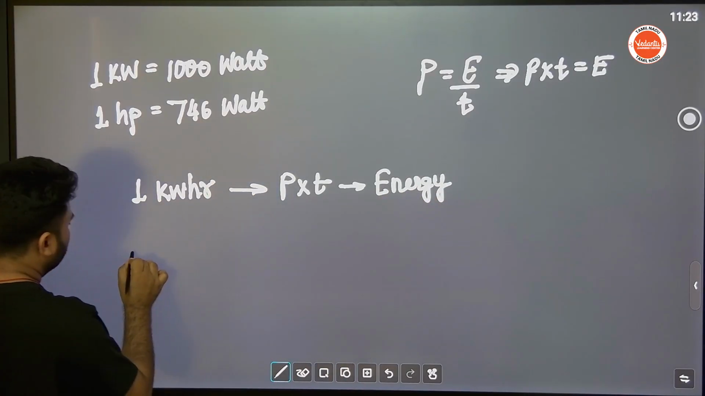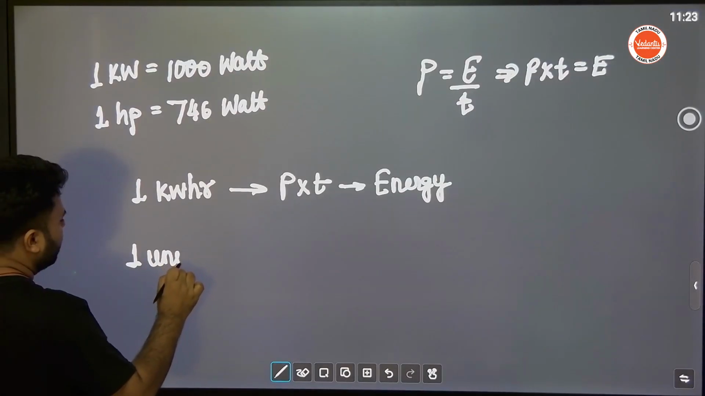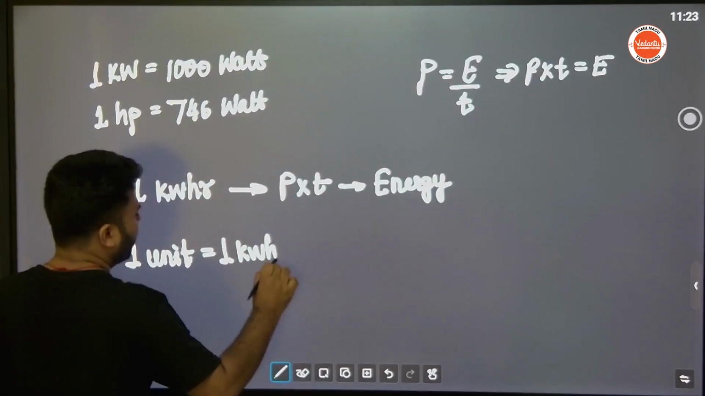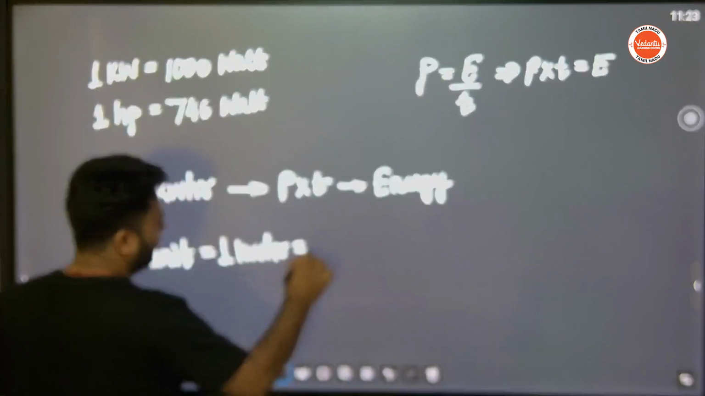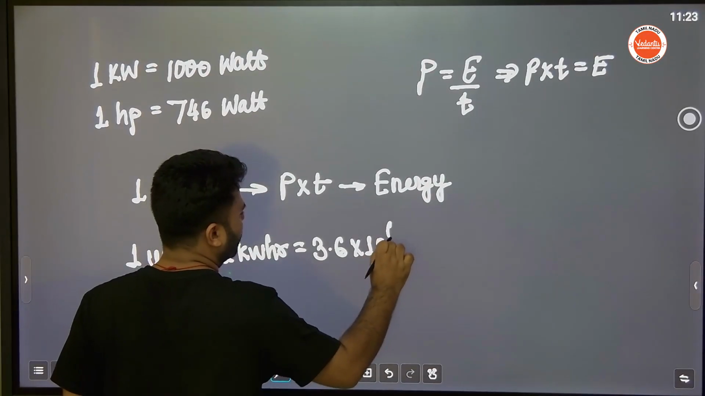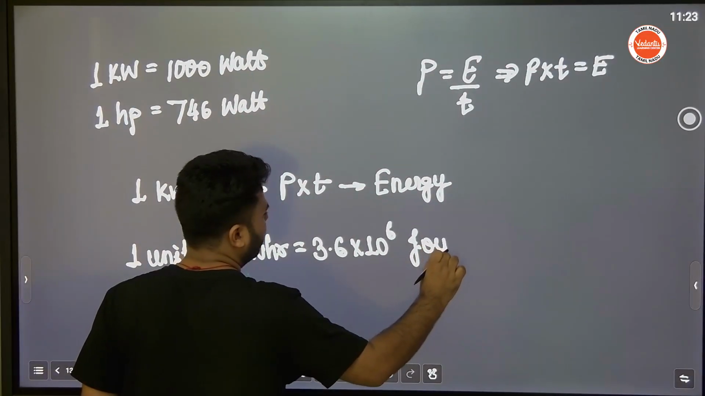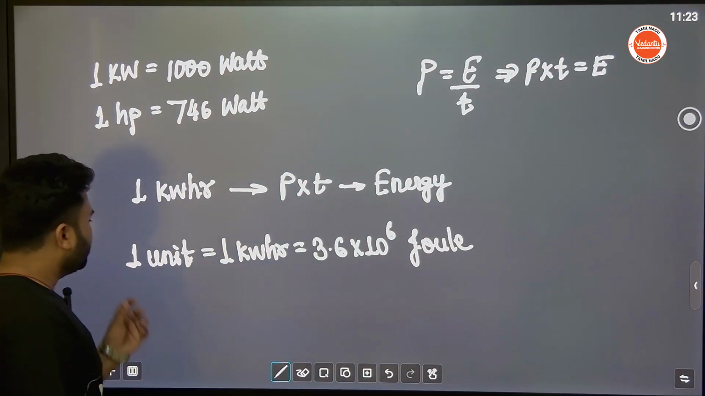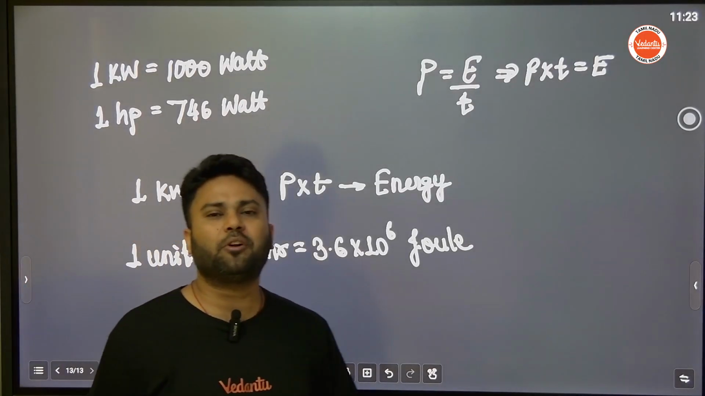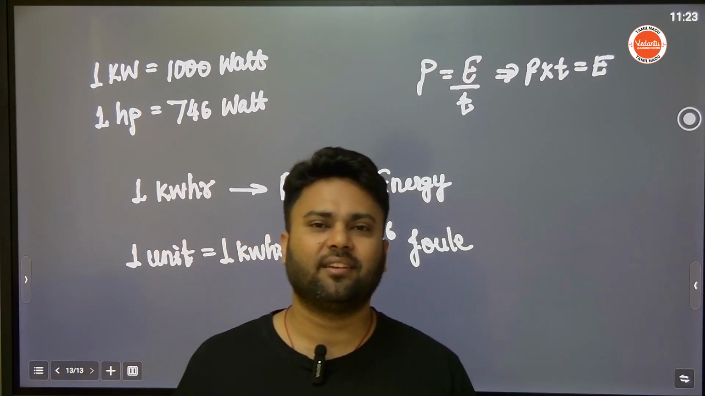We call it 1 unit also. 1 unit equals 1 kilowatt hour. And how much is this energy? Always remember, this energy is nothing but 3.6 into 10 power 6 joule. Means 1 kilowatt hour or 1 unit is equal to 3.6 into 10 power 6 joule.